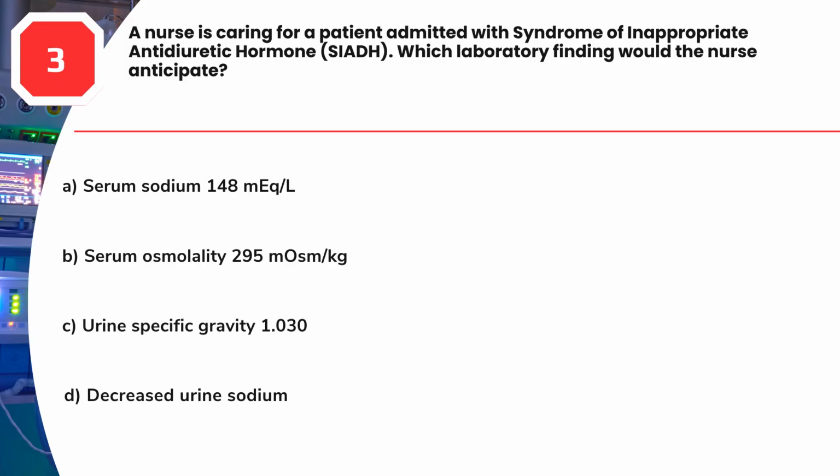Question 3. A nurse is caring for a patient admitted with syndrome of inappropriate antidiuretic hormone, SIAD. Which laboratory finding would the nurse anticipate? A. Serum sodium 148 milliequivalent/L. B. Serum osmolality 295 mosm/kg. C. Urine-specific gravity 1,030. D. Decreased urine sodium.